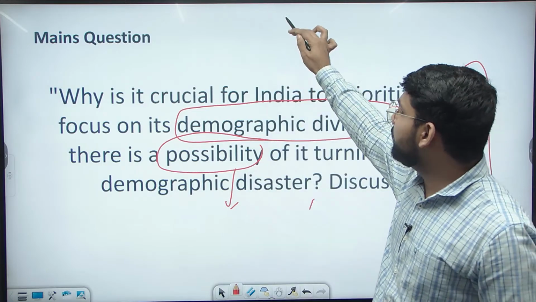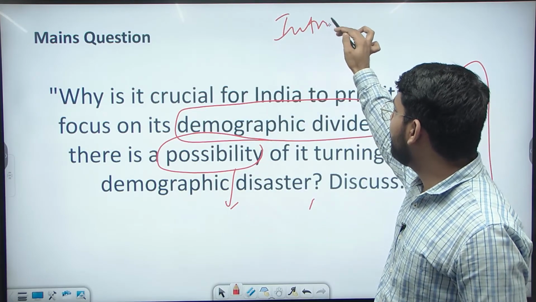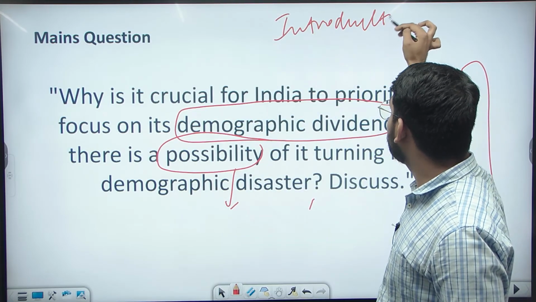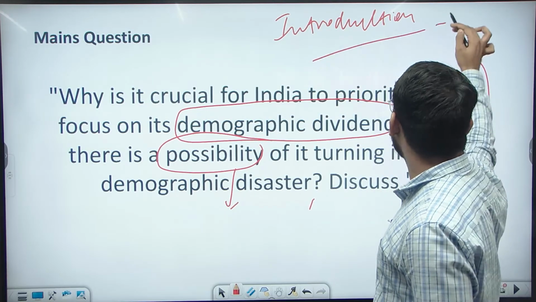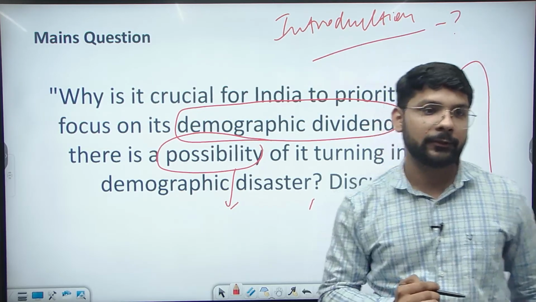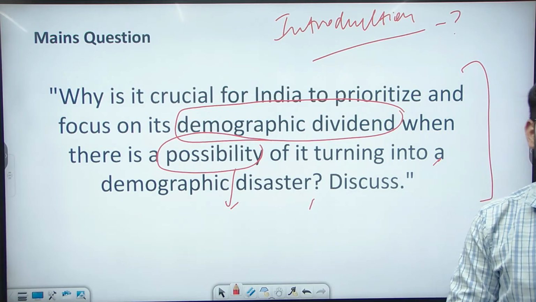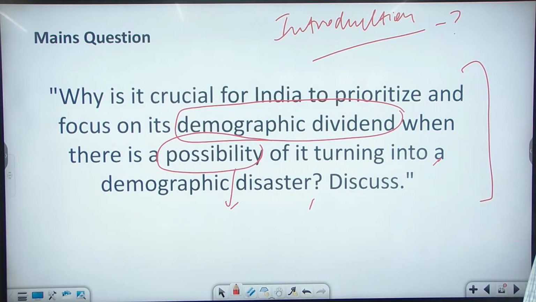In the introduction, what will you write? Anything other than the demographic dividend definition. What can be the best introduction for this question? We can compare with Asian countries, as they did.